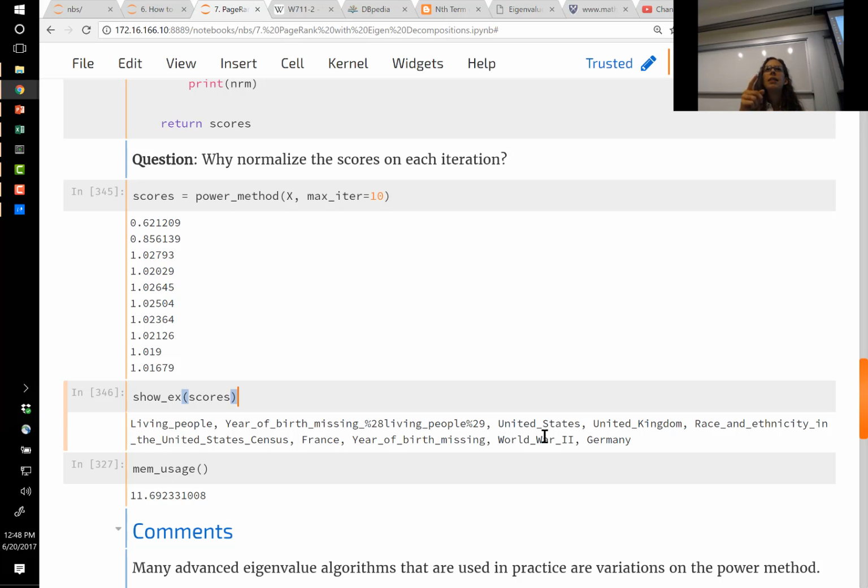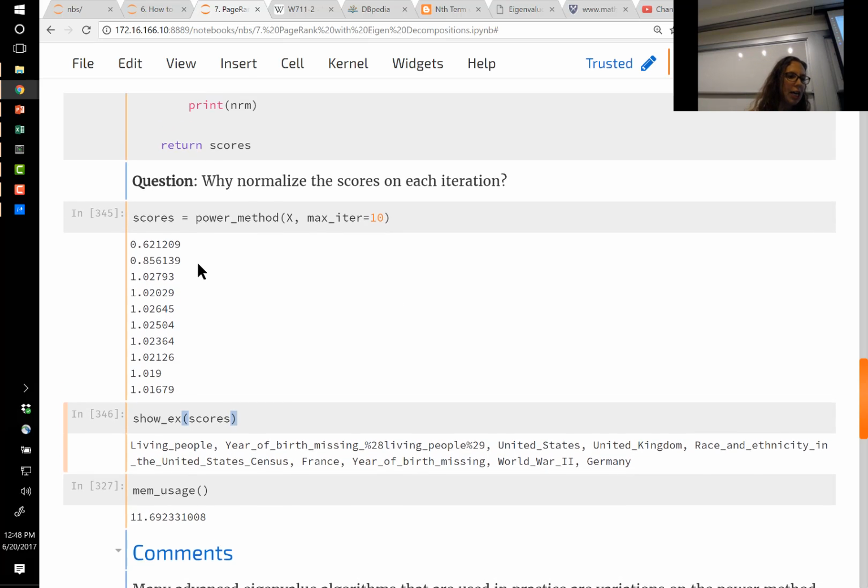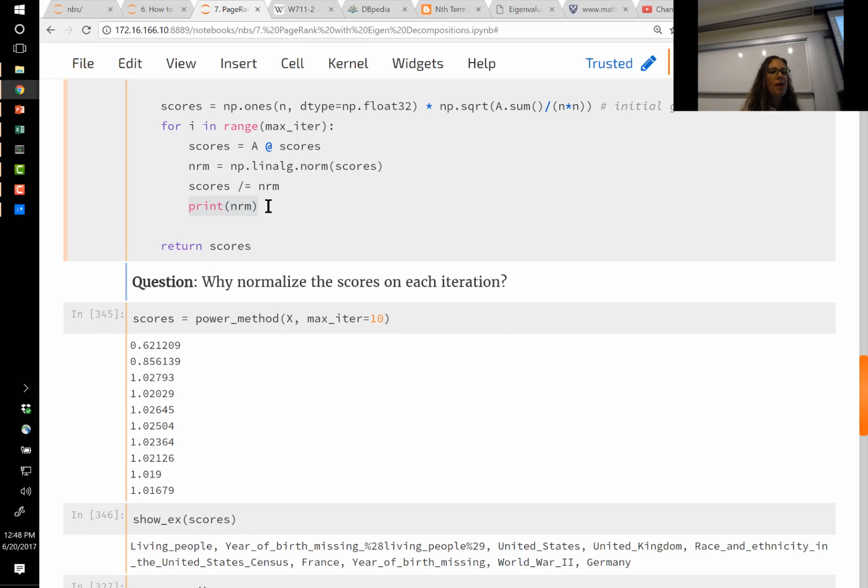Linda? And can you throw the microphone? So in the score, like the 345 answer, the score is from low to high, and then you show X score, does it mean that Germany is most brought up? So this is confusing. What I'm outputting here is actually the norm, and that was just to keep track of how the norm is changing.